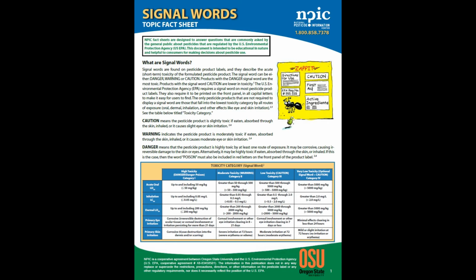As for the category 1, acute oral LD50 is up to and including 50 milligrams per kilogram. There are 1,000 milligrams in 1 gram. This means that 50 milligrams is 1/20th of 1 gram. With a little bit of math, we can figure out that 50 milligrams per kilogram for an average male human of 62 kilograms would mean 3.1 grams for acute oral toxicity.